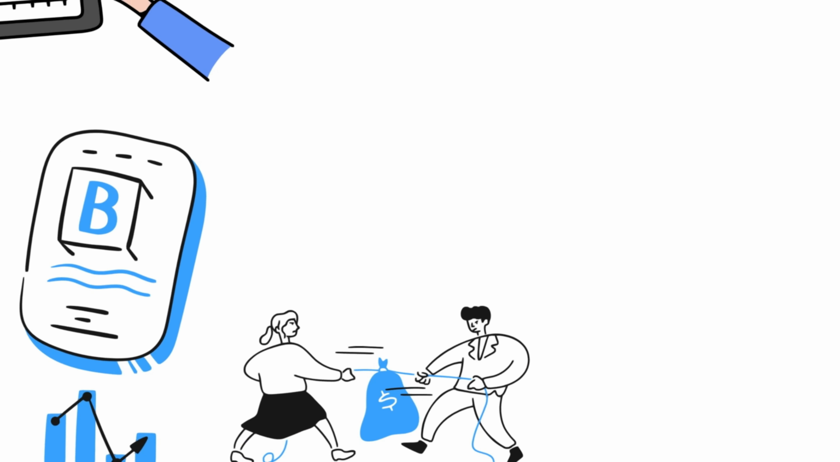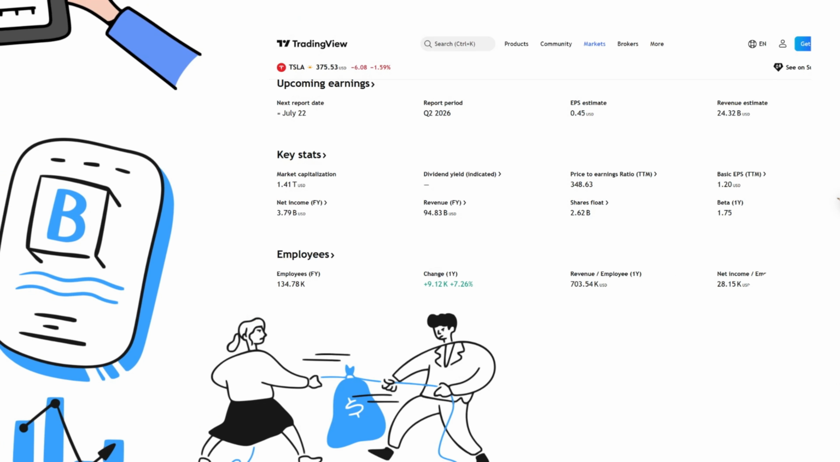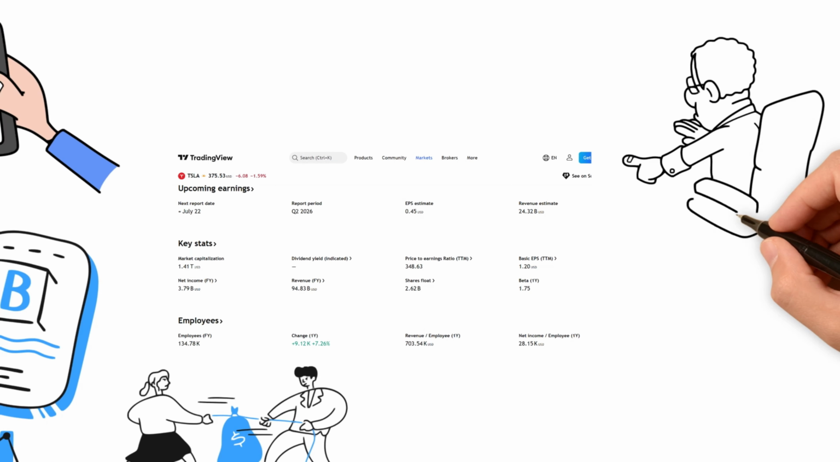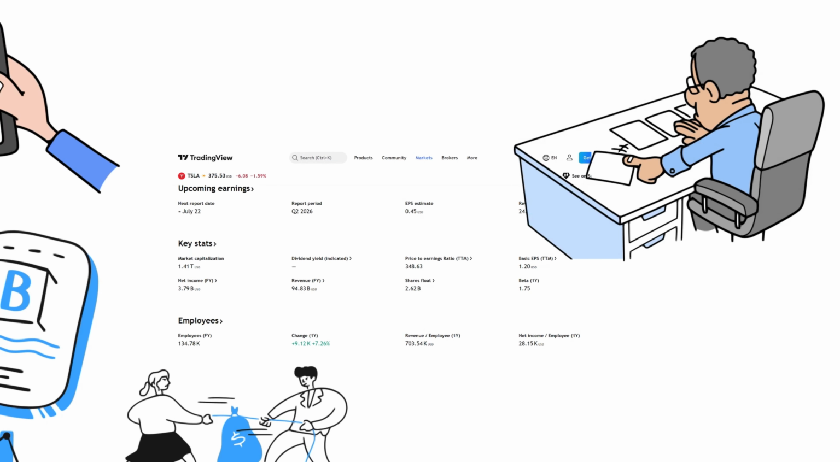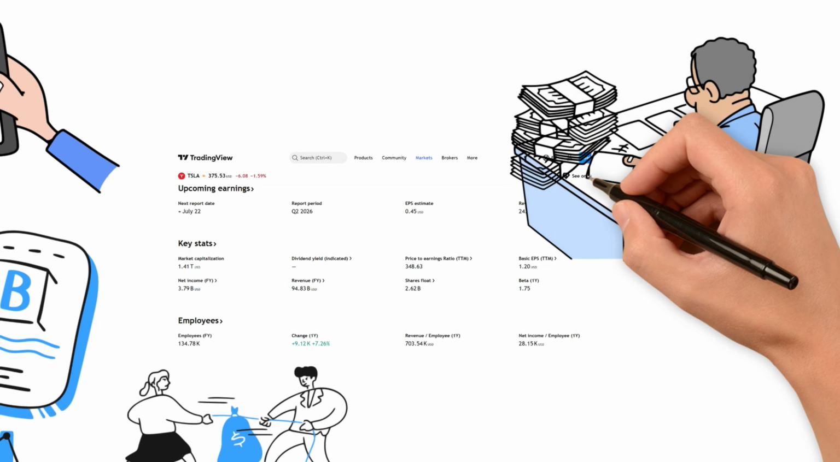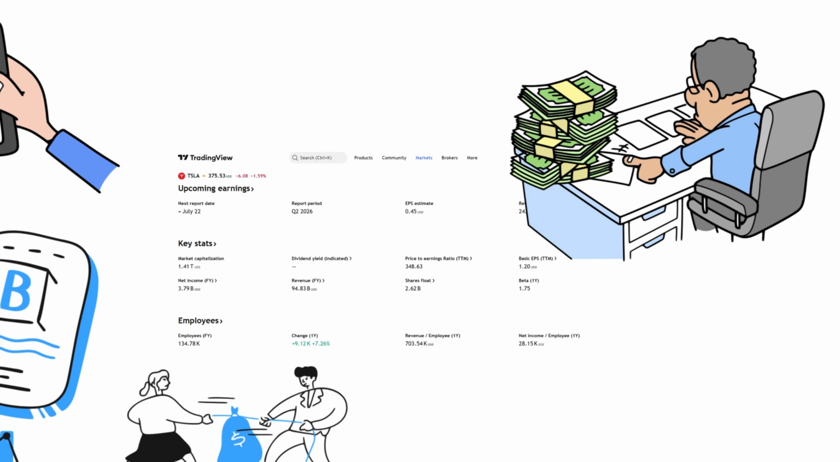When you do this consistently, these ratios stop being numbers on a screen. They become a language, the language that the best investors in the world use every single day to decide where their money goes. And now you speak it too.